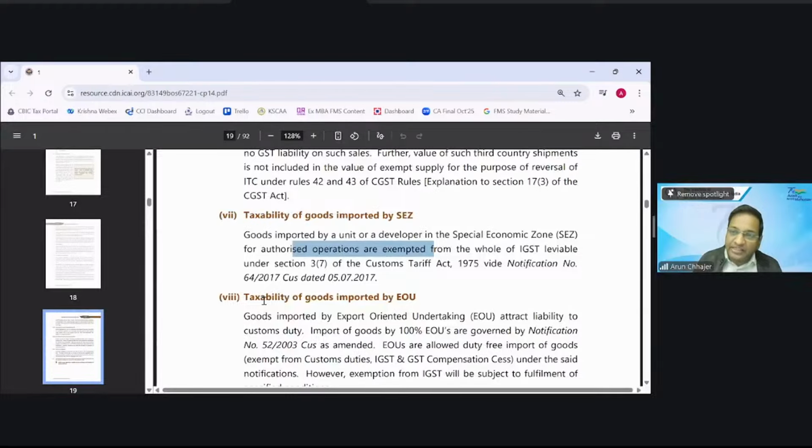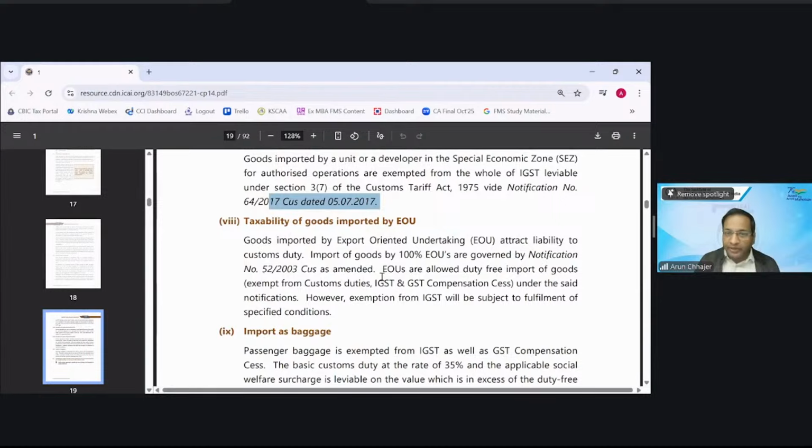They will come into the ambit. It is not like they have excluded. But if the SEZ are importing the goods for authorized operation, in that case, the entire transaction will be out of GST. No, it will be taxable, but they are giving the exemption to that. They have given the reference of the notification. Now, taxability of goods imported by EOU, export oriented unit, attracts the liability of customs duty. Import of goods by 100% EOU is governed by the notification. EOUs are allowed duty-free import of the goods.